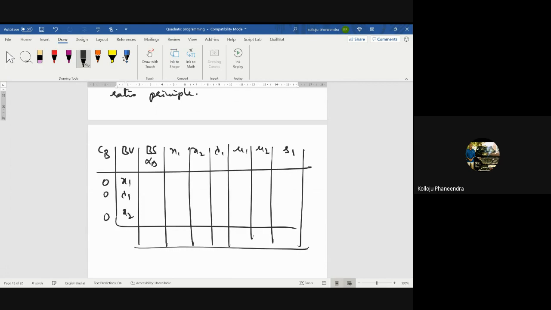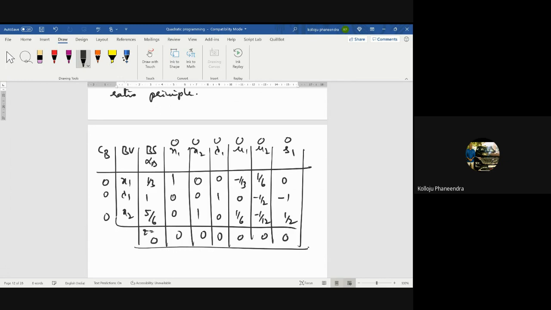So the costs are all 0. Now x1: 1, 0; lambda 1: 0, 1, 0; x2: 0, 0, 1, 0. Right? And as well, you calculate, you know the technique. This is 5 by 6. And the mu1 column: minus 1 by 3, 0, 1 by 6. And the mu2 column: 1 by 6, minus 1 by 2, minus 1 by 12. And this is 0, minus 1, 1 by 2. So the z value is now 0.